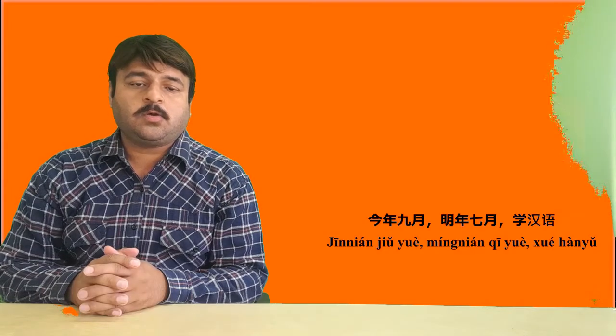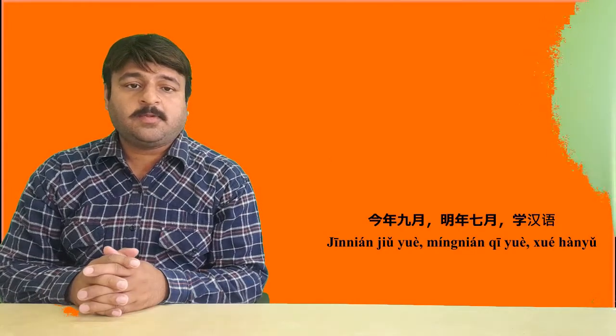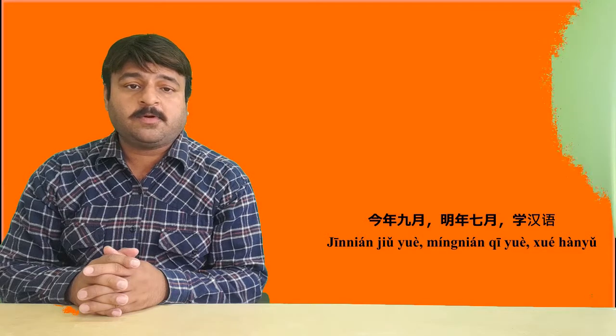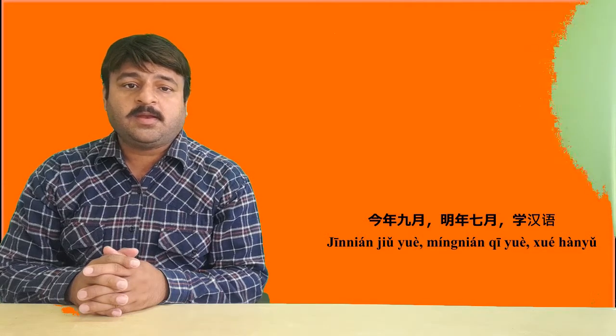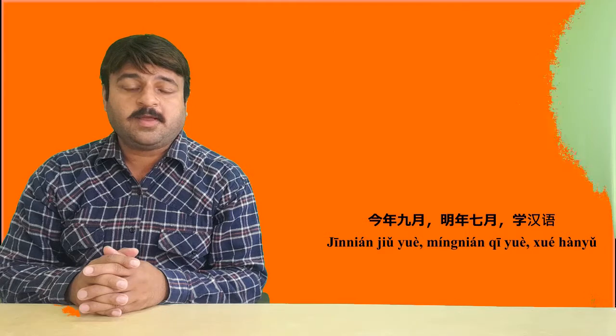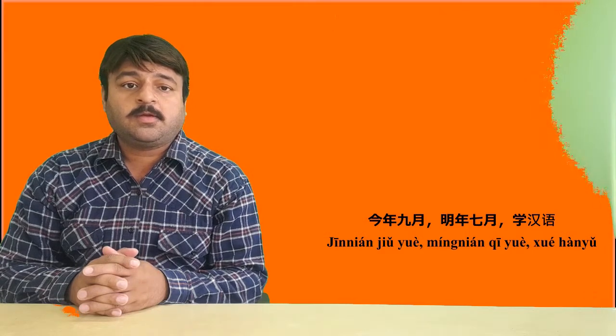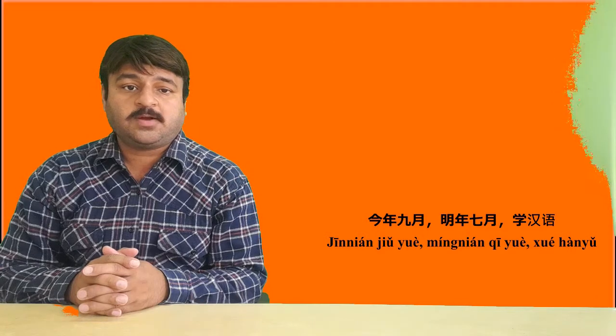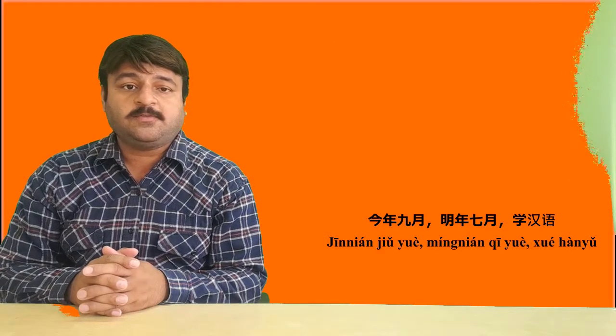今年九月, the ninth month of this year or September this year. 明年七月, the seventh month of next year, or July of next year. 学, to study. 汉语, Chinese. Moving on to the sixth sentence, let's have a look at this sentence which tells us about the third type of the 的 in Chinese grammar.